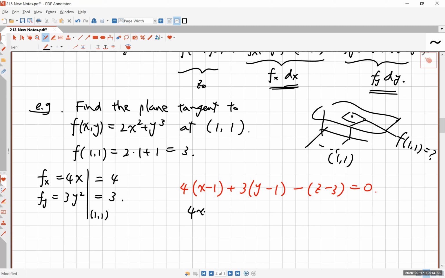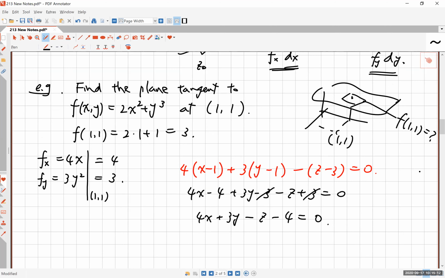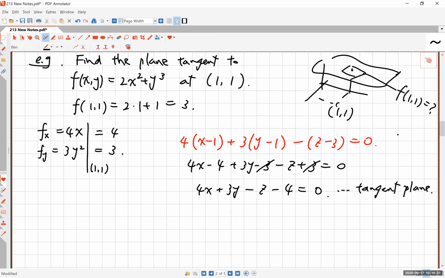Now, if I were doing this, there's something in me that tells me I really should simplify this, and I probably will do that. Then these will cancel: 4x plus 3y minus z minus 4 is equal to 0. And that is the tangent plane to the graph of f of x, y, which is 2x squared plus y cubed, at 1, 1.